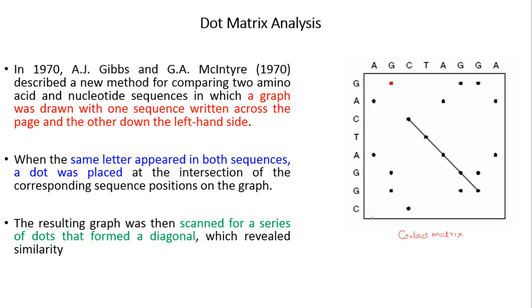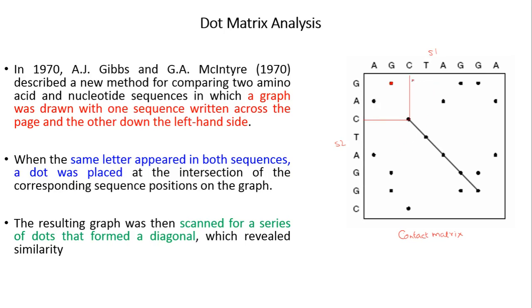Once you do that, the next thing you are supposed to do is scan for the series of dots that form a diagonal. Each and every dot won't be of interest. You would be interested in finding a series of dots that forms diagonals, and these diagonals eventually reveal your similarity. How is that? Let's say in this contact matrix, based on these different dots, you find this continuous diagonal. This diagonal represents the similarity between sequence 1 and sequence 2 that you are trying to compare.